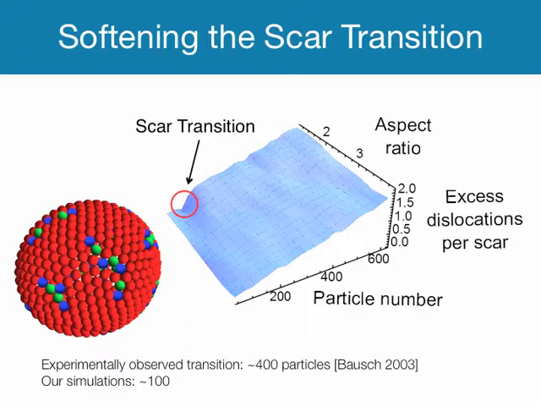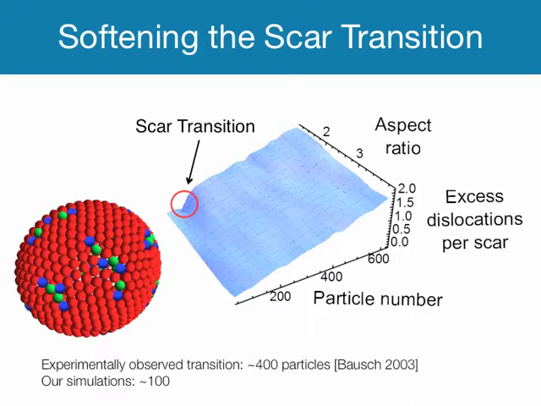And as you increase the particle number from low particle numbers, there's a critical particle number at which these scars start to form, and we call this a scar transition. So in our simulations on spherical surfaces, we see the same thing, but on spheroids, this scar transition is softened. And for high enough aspect ratios, we don't see any scar transition at all.